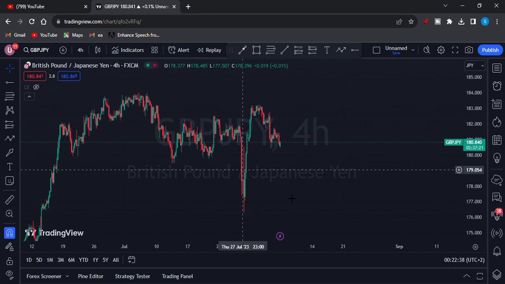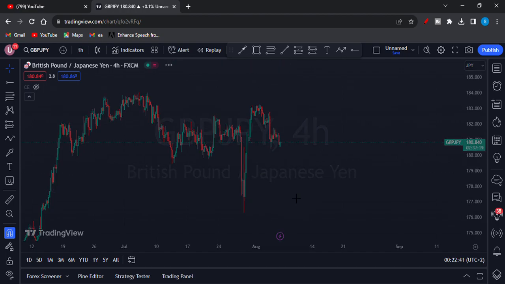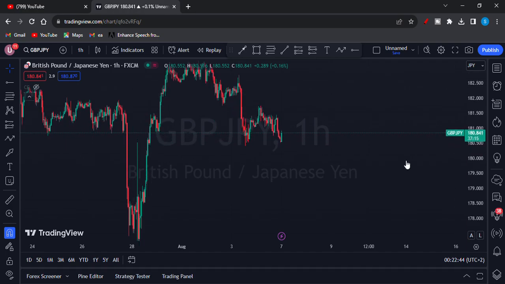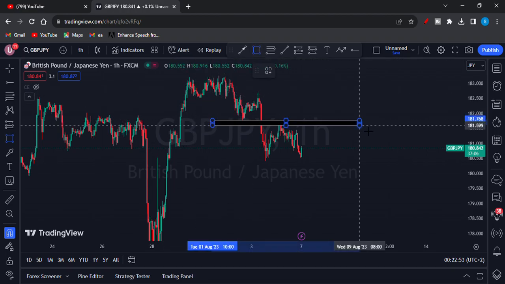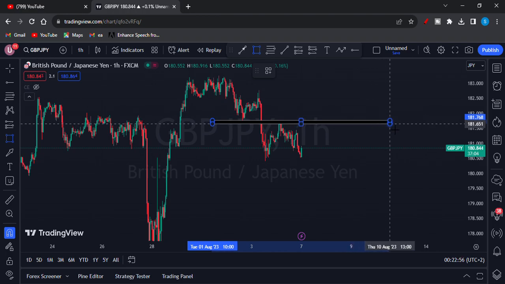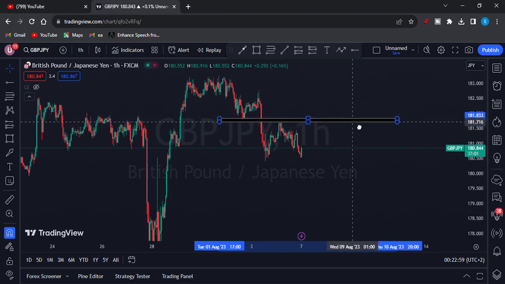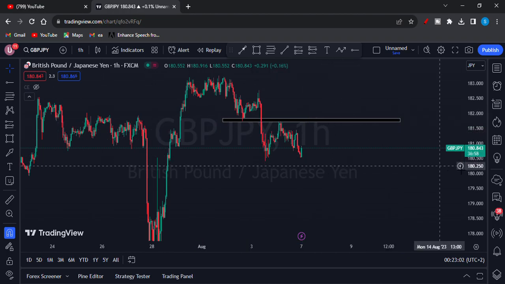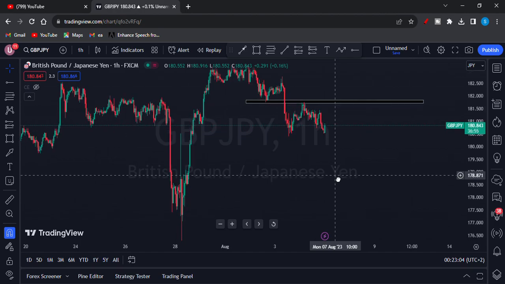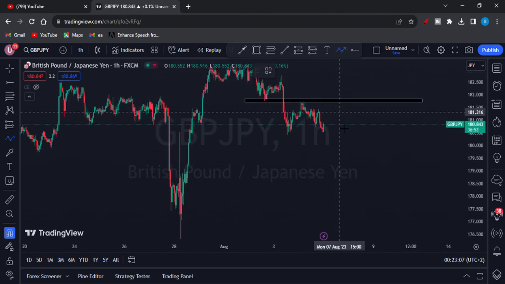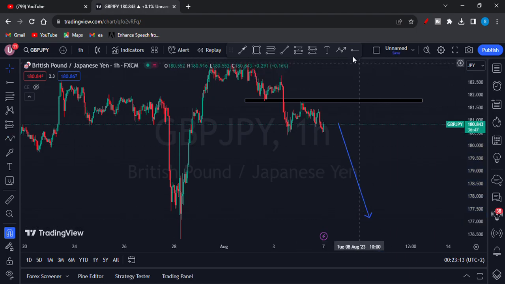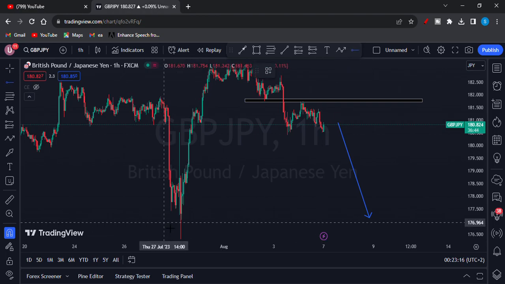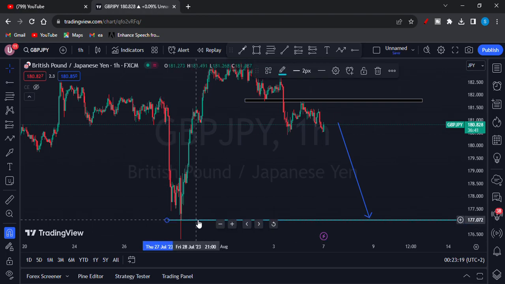And then let's go to hourly. I think on an hourly, the structure is much clearer. Okay, so on an hourly, we have this zone right here. So it's possible that the market is going to come all the way down up to here. But we'll see what's going to happen.